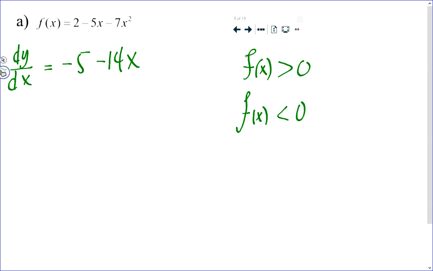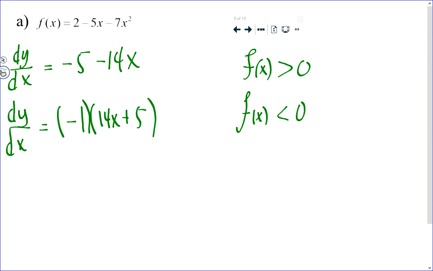Looks okay. So what we're going to do is write that derivative in factored form. I'm going to take a negative 1 out and write 14x plus 5. So I'm just checking my work here. The derivative is negative 5 minus 14x. I'm taking a negative out. This is just what I would prefer to do. You don't need to take it out, but I like that.